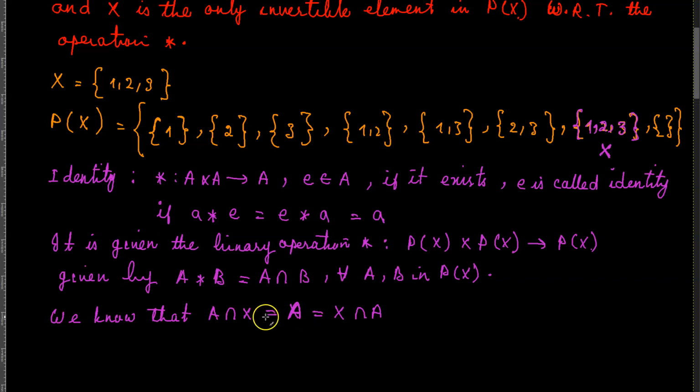So we know that A intersection X is equal to A, which is equal to X intersection A, for all A belonging to P of X. And of course I showed you what that means here, and that implies that you can write A star X is the same thing as A, which is equal to X star A, for all A belonging to P of X.